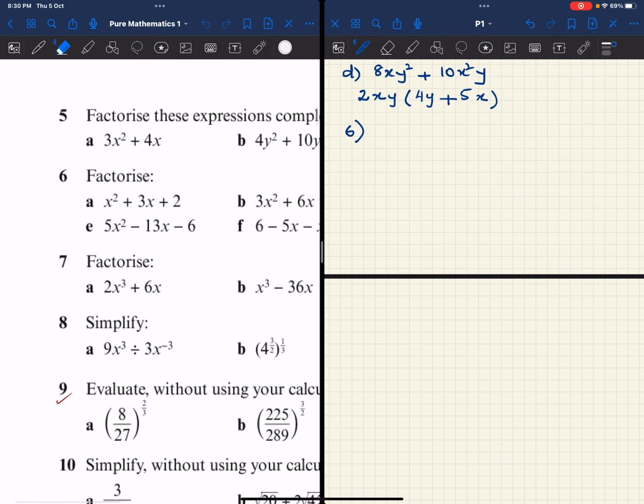Question 6, again we need to factorize. 6a is x squared plus 3x plus 2. Here we always start by looking if there is a common factor that can be removed. There is no common factor, and this is a quadratic expression, which means it's to the power of 2. So we do it by the product and sum method. Product is the constant, so product is 2. The sum is the coefficient of x, so the sum is 3.